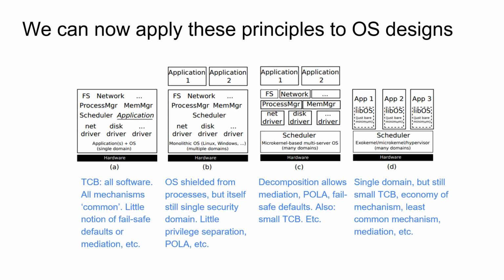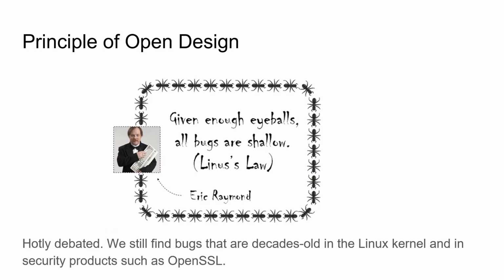And the system on the right, we see that for each application there's still a single domain, but the trusted computing base can still be fairly small, because we only provide the operating system support that is needed for that particular application and cut out all the rest of it. The economy of mechanism is quite good. There's not much there. The least common mechanism is adhered to. There's only very little that is shared between the systems. Mediation beyond the applications is well adhered to, and so on.